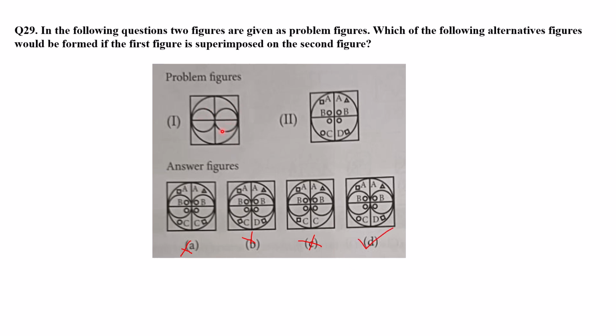And when you put this shape also on that, see all the figure, all these 2 circles will also come inside it. So the correct option is answer D. Okay.